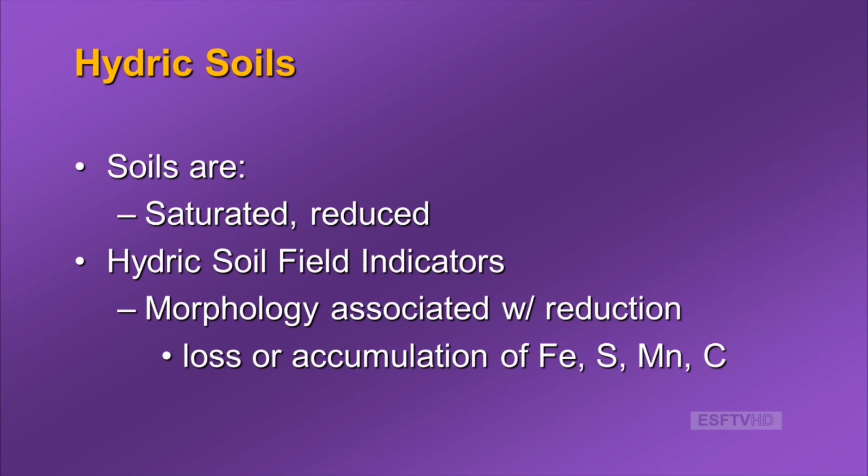We use hydric soil field indicators. These are indicators that are based on soil morphology, and soil morphology is strongly impacted by reduction. You can see it in terms of what accumulates: iron, sulfur, manganese, and carbon. So let's focus on these as indicators of hydric soil.